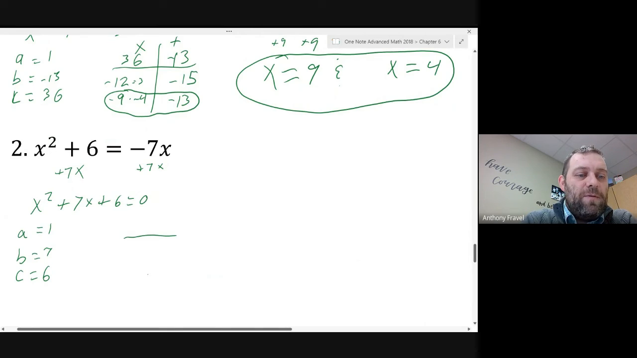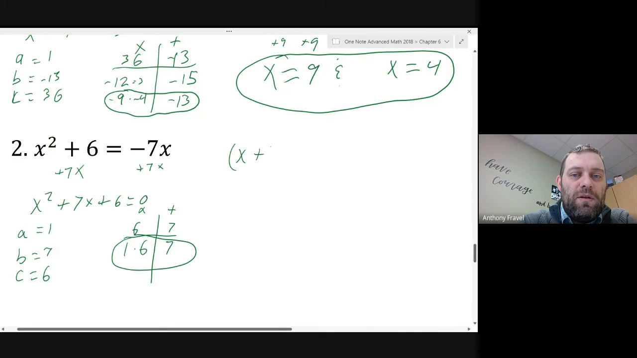I'm going to factor this thing out. A times C is going to be multiplied together to equal positive 6. My addition stuff is that they are going to add together to equal 7. I'm going to do 1 times 6. They add together to equal 7. These are the numbers I'm going to work with. So I get x plus 1, x plus 6, all of that equals 0.